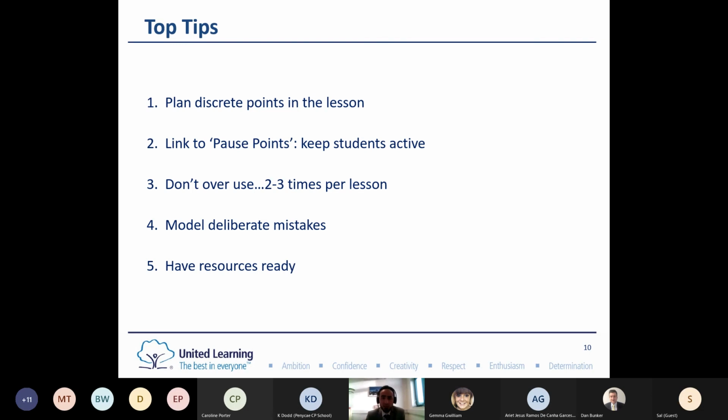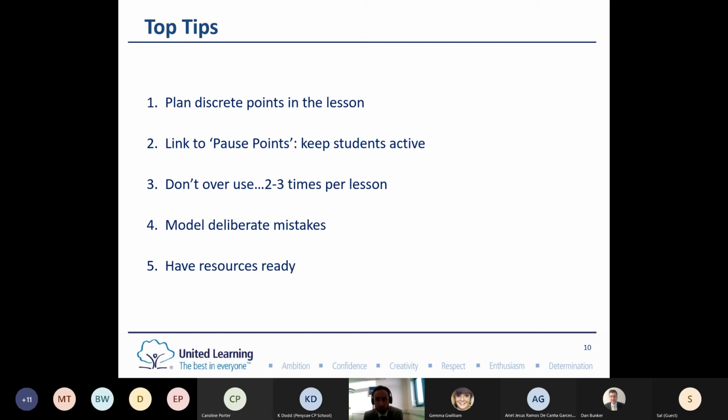One is to plan discrete points in the lesson. One of the things that I've been thinking about with the remote lessons that I've delivered is how important it is to pre-plan as much as possible concise explanations, and equally discrete points at which you use resources, manipulatives, or the visualizer, in this case, in order to show and exemplify certain aspects. We have more room in a bricks and mortar classroom to use it more organically and be more ad hoc about it, but I think planning discrete points is definitely one of my top tips.